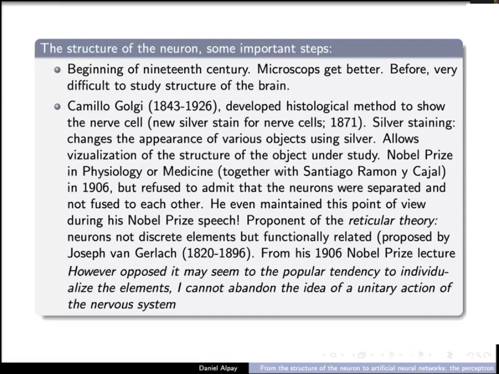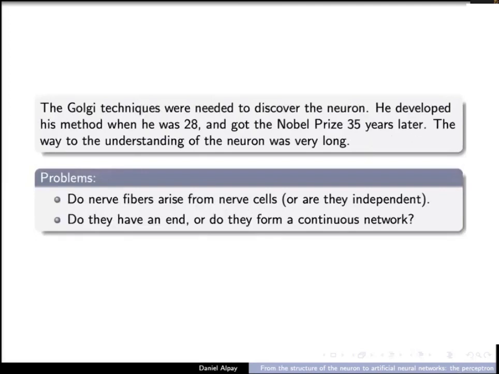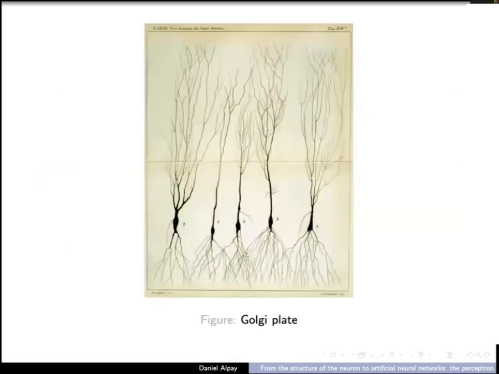Now in life, one has to be patient, because he developed this when he was 28, but he got the Nobel Prize 35 years later. So that's also interesting. The two questions I mentioned, related to whether the nerve fibers form a continuous network and so on, let me proceed. So this is a Golgi plate. Of course from here you cannot see that the neurons are separated, but I assume when you look at the microscope with this, then you can see that they are separated, the neurons.